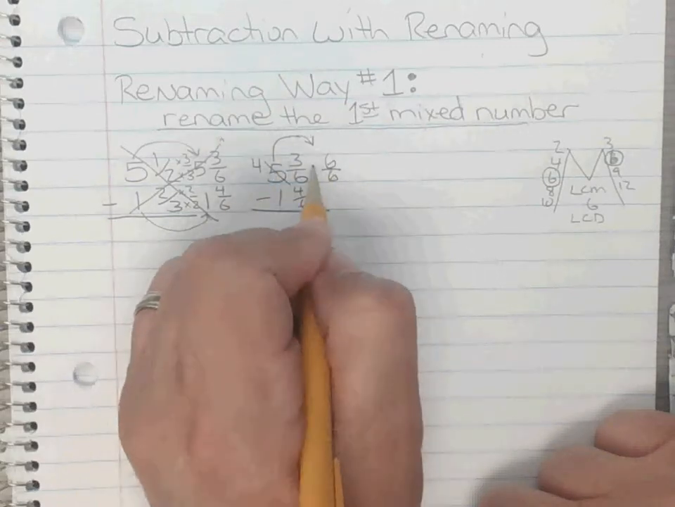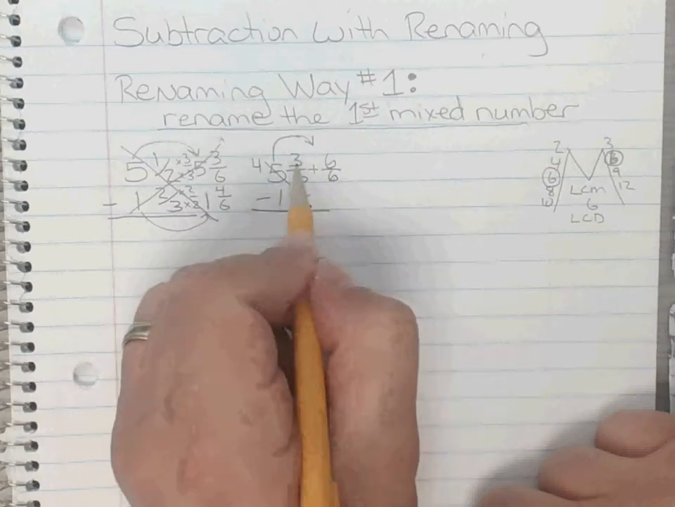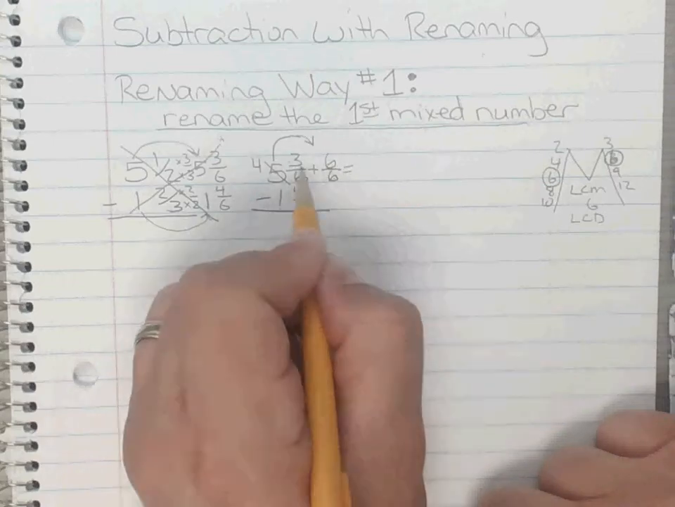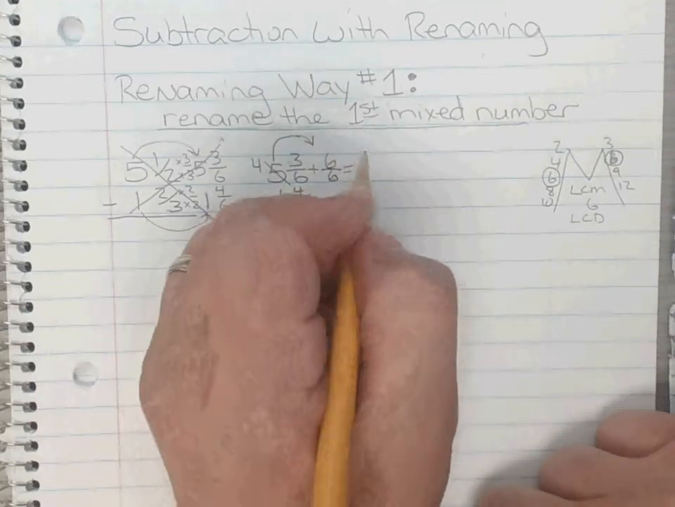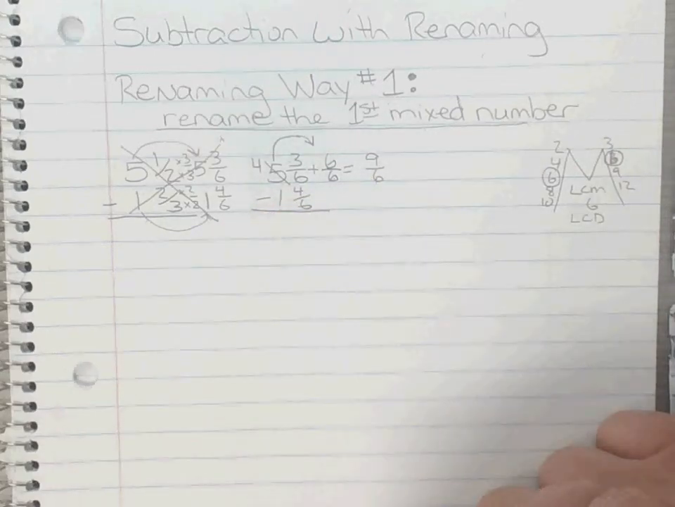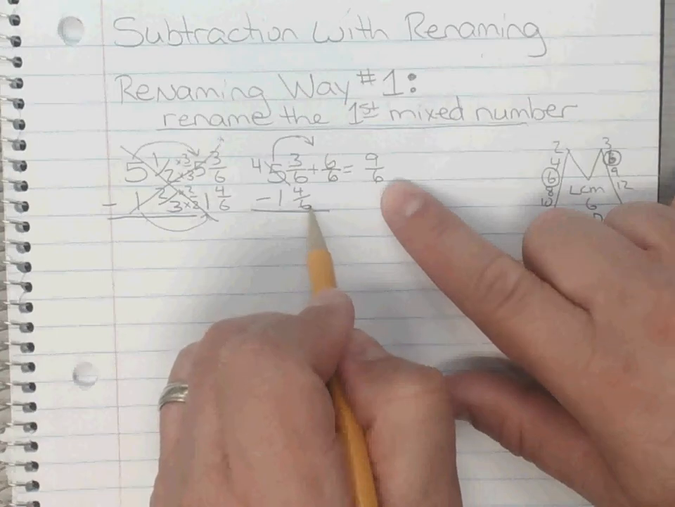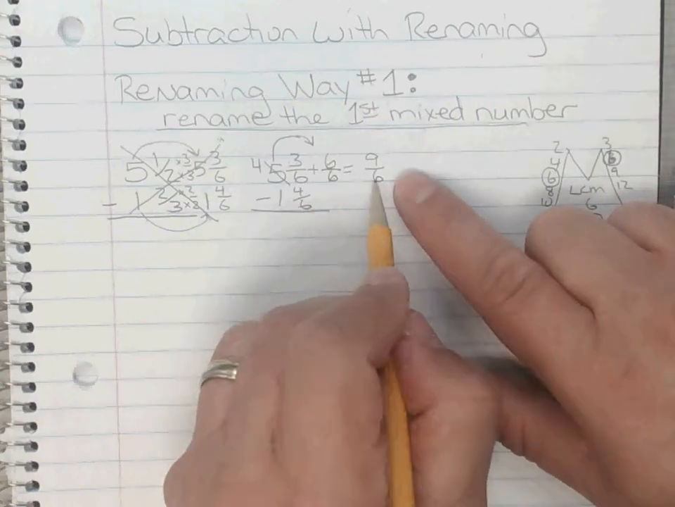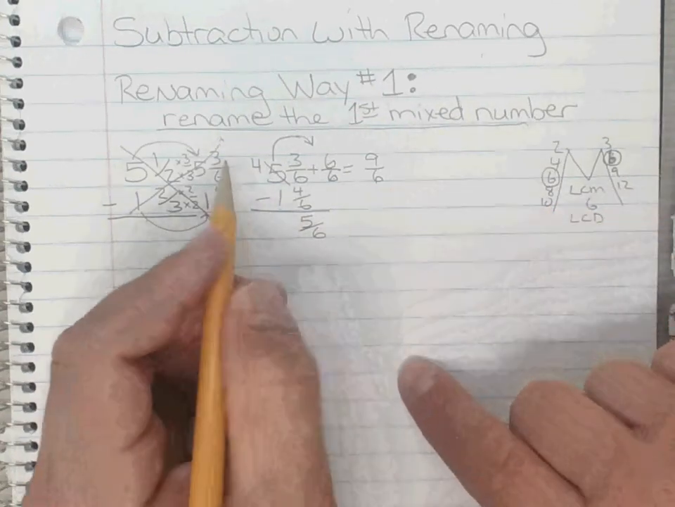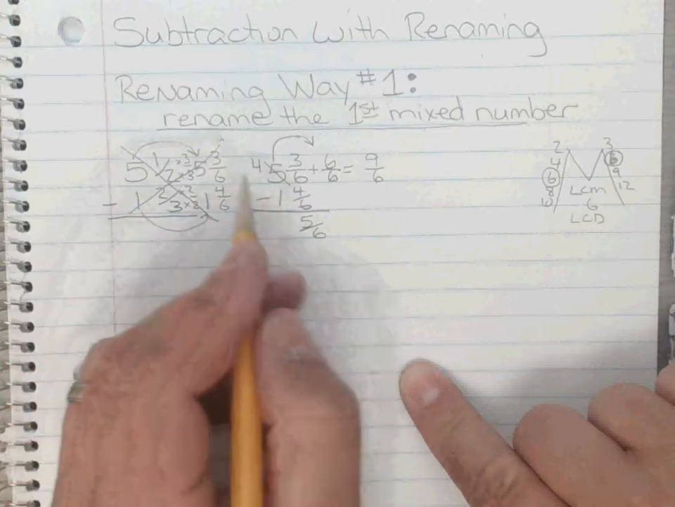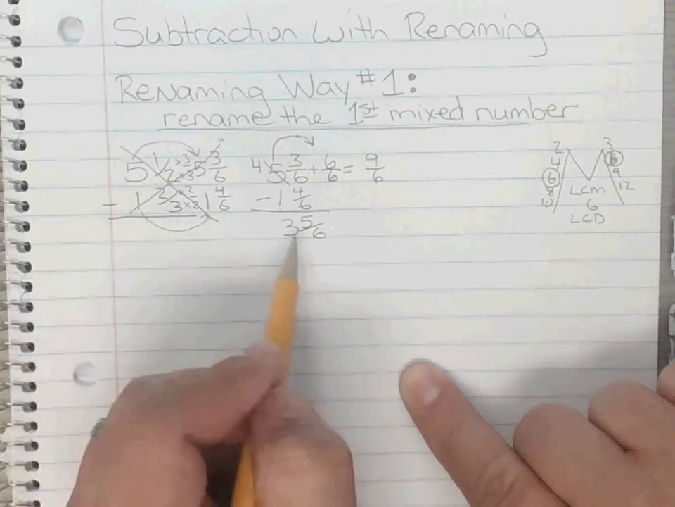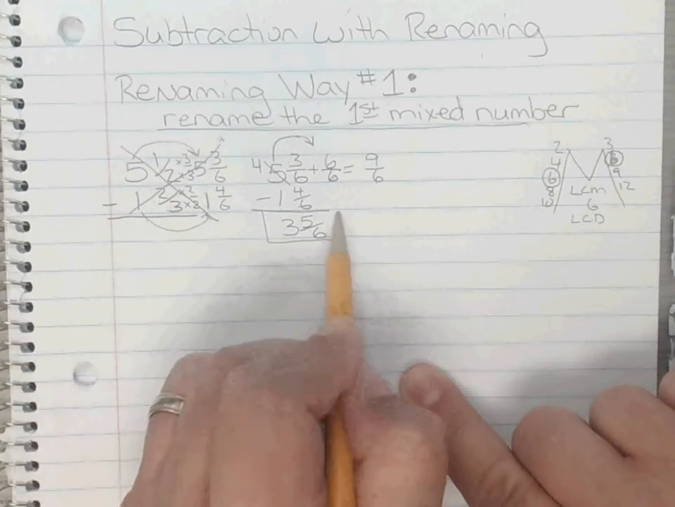Now I can add these two, because I want this fraction to be larger than this one. So if I add 3/6 plus 6/6, that's going to give me 9/6. Now I can subtract these two right here. I can do 9/6 minus 4/6, which is 5/6. And then I can go to my whole numbers. 4 minus 1 is 3. And so 5 1/2 minus 1 2/3 is equal to 3 5/6.